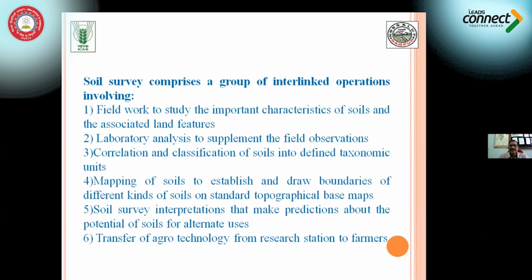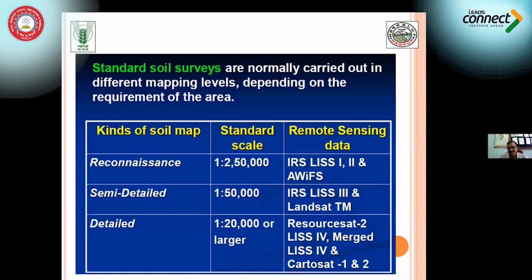So soil survey is a multi-step process, and it involves fieldwork to study the important characteristics of soils and associated land features, and laboratory analysis to supplement the field observation. After the field observation and analysis, there is correlation and classification of soils into taxonomic classes, and mapping of soils to establish and draw boundaries of different kinds of soil on standard topographical maps. Soil survey interpretation makes predictions about the potential for different alternate uses, and it helps to transfer agrotechnology from the research station to farmers.